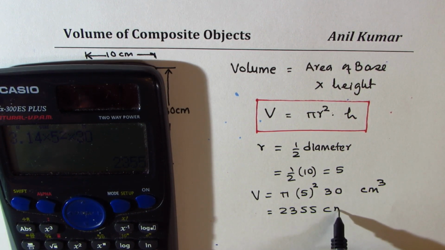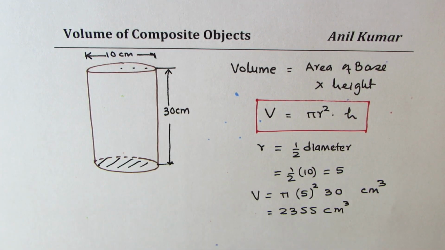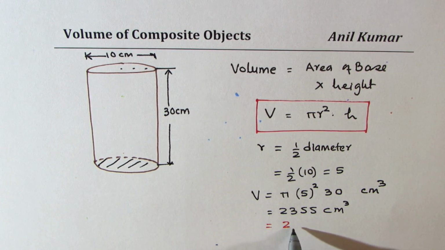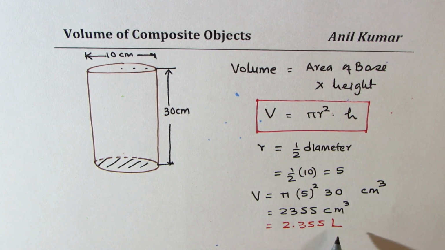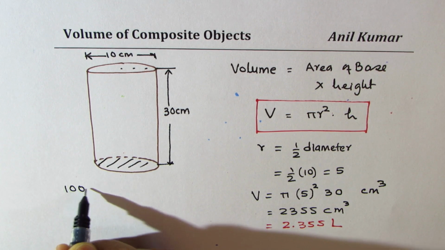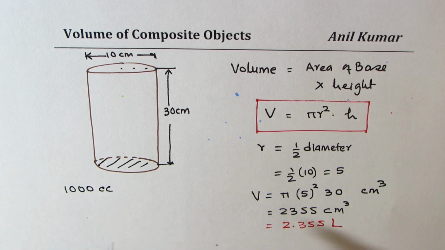2355 centimeter cube. Now at this stage, it may be important for some to write the answer in liters, right? So here is a conversion. We could write this as 2.355 liters, right? So it is important to understand that 1000 cc, or centimeter cube, is equal to 1 liter, right? So this conversion of unit is also very important when you are working with volume.